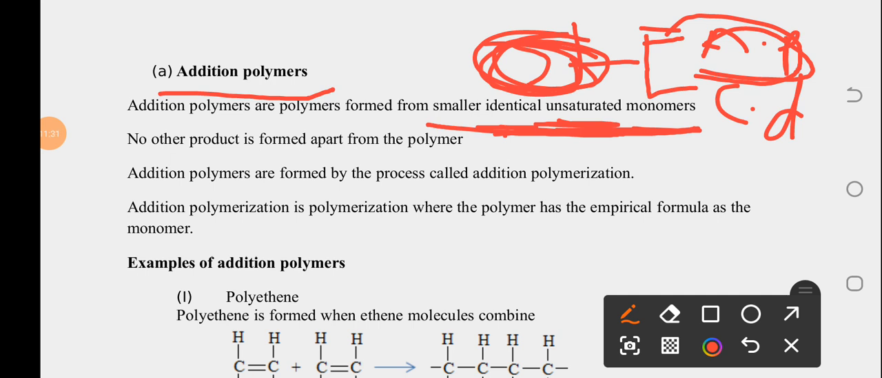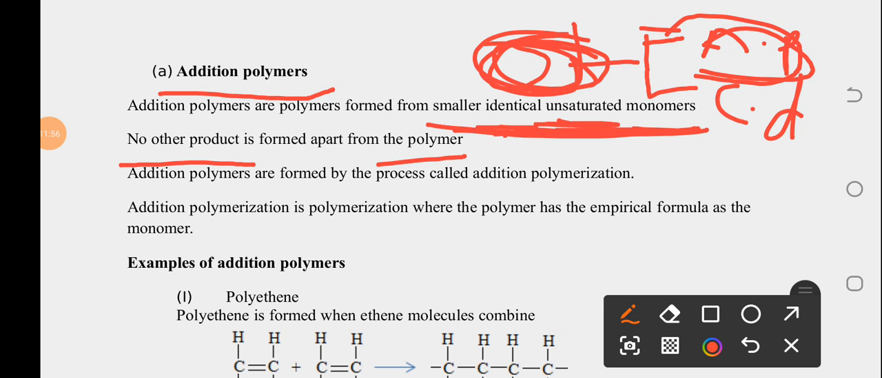So we are saying that addition polymers are polymers formed from smaller identical unsaturated monomers. And here what you have to understand, I will explain further, don't worry, is that no other product is formed apart from the polymer itself. I'm sure you understand this as we'll be proceeding.